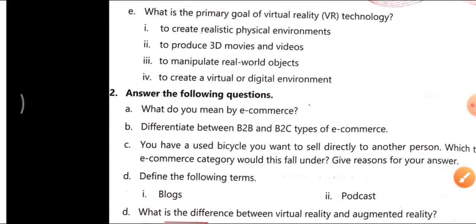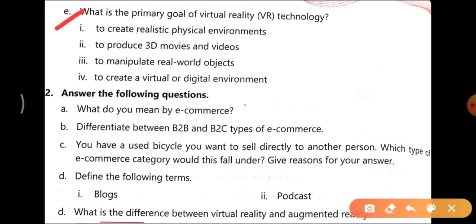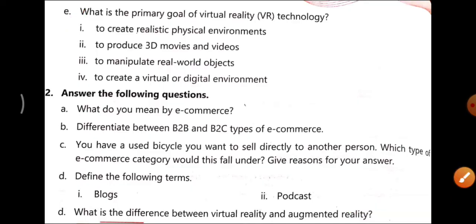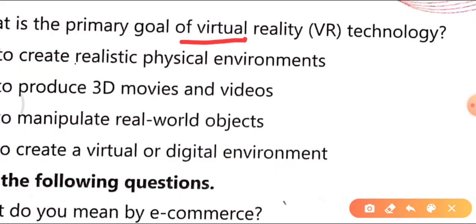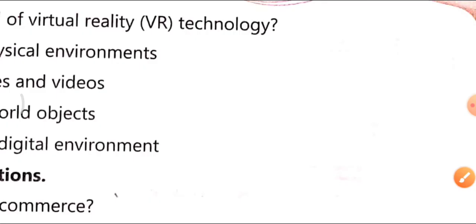Fine. Next question is, what is the primary goal of virtual reality, that is VR technology? Friends, first of all, understand the word VR. VR stands for virtual and reality. Virtual means the things which are not real, but shown like real. The thing which is not physically available, but is shown like a reality on the screen. Are you getting? So directly we have a reference.